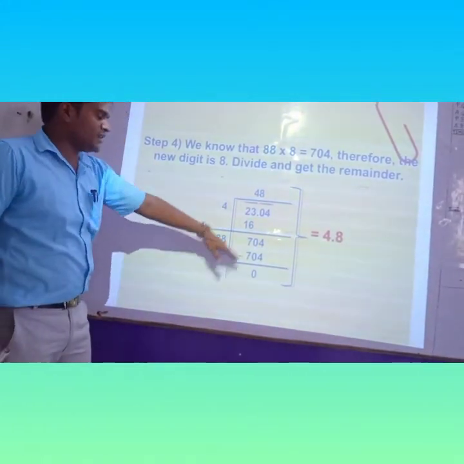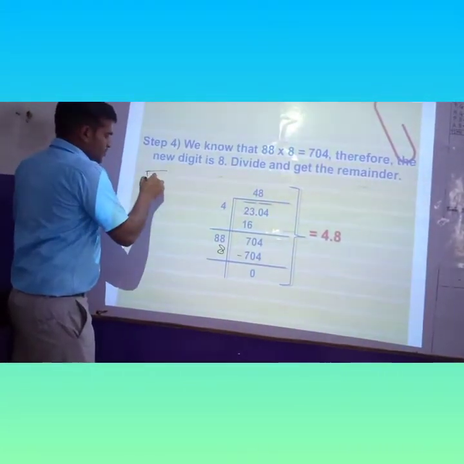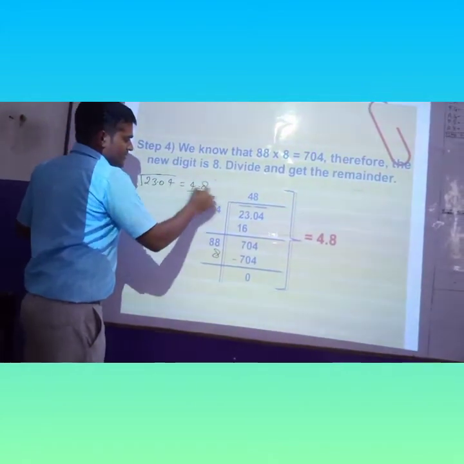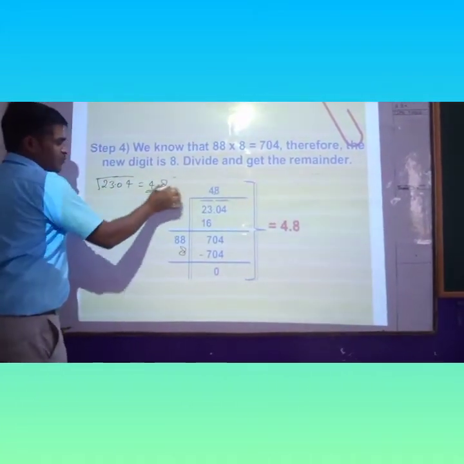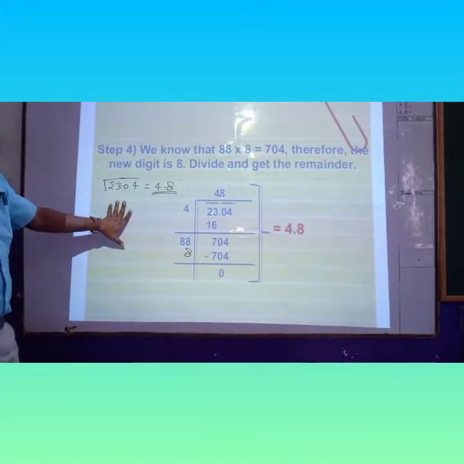The remainder is 0. If the remainder is 0, then what is the square root of 23.04? That is 4.8. Here there will be a decimal point. 4.8 is the square root of 23.04.